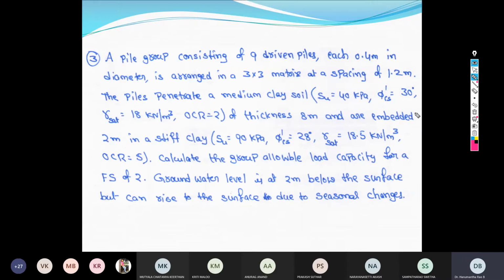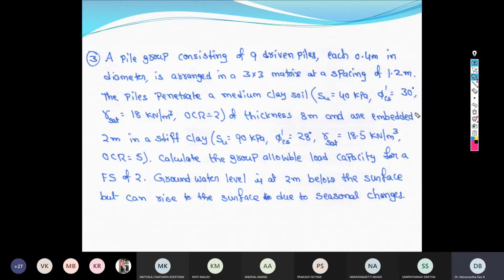So in geotechnical engineering, one of the most important aspects is, if a statement of the problem is given, always try to convert the statement into some graphical representation. So what layer is above or below or embedded? So overlain or underlain. So try to understand all these terminology. So that is the most important. So here medium clay soil is on the top and the stiff clay is at the bottom.